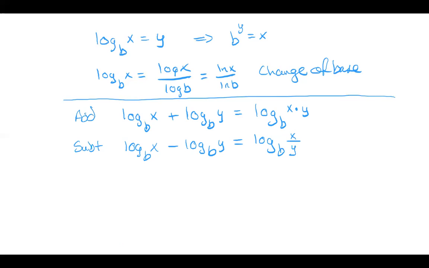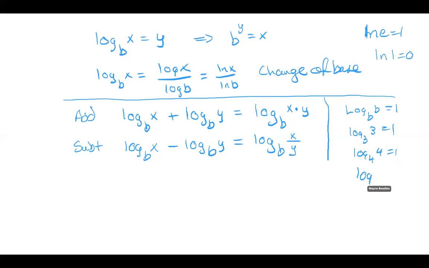Then you also know that natural log of e is 1. Natural log of 1 is 0. Now there's another one here that I want to have, and it's if you have log base b of b, it's always going to be 1. So if I had log base 3 of 3, it's 1. Log base 4 of 4 is 1. Log base smiley face of smiley face is 1. It doesn't matter. As long as those two things are the same, it's always going to be 1.